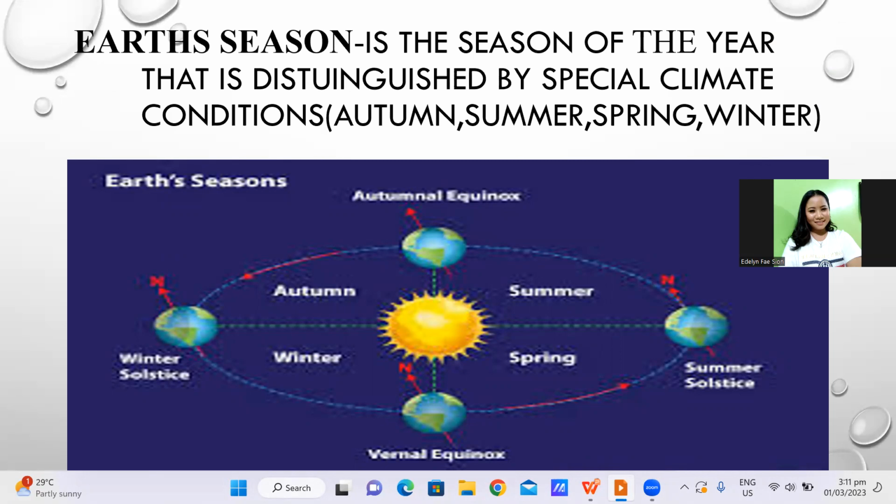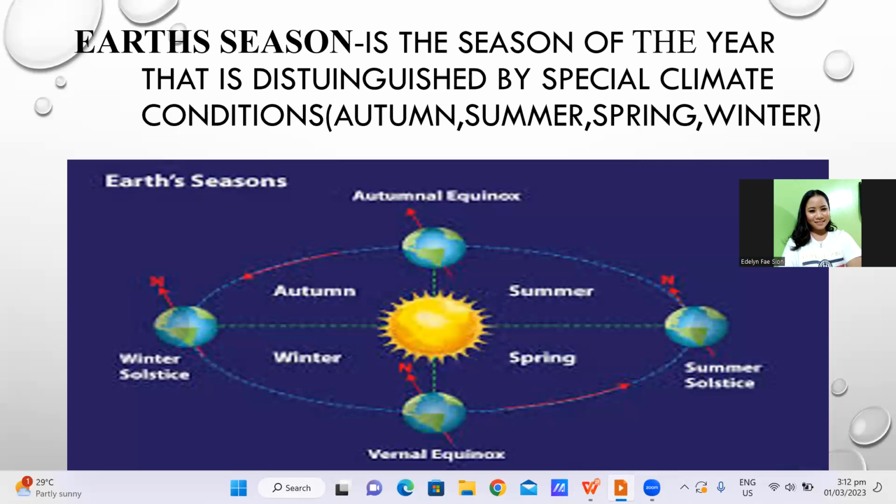So in equinox, there are two points on the ecliptic. This is the vernal equinox and the autumnal equinox. In solstice, this is the winter and the summer solstice. So each season has its own temperature and weather pattern that repeats yearly.